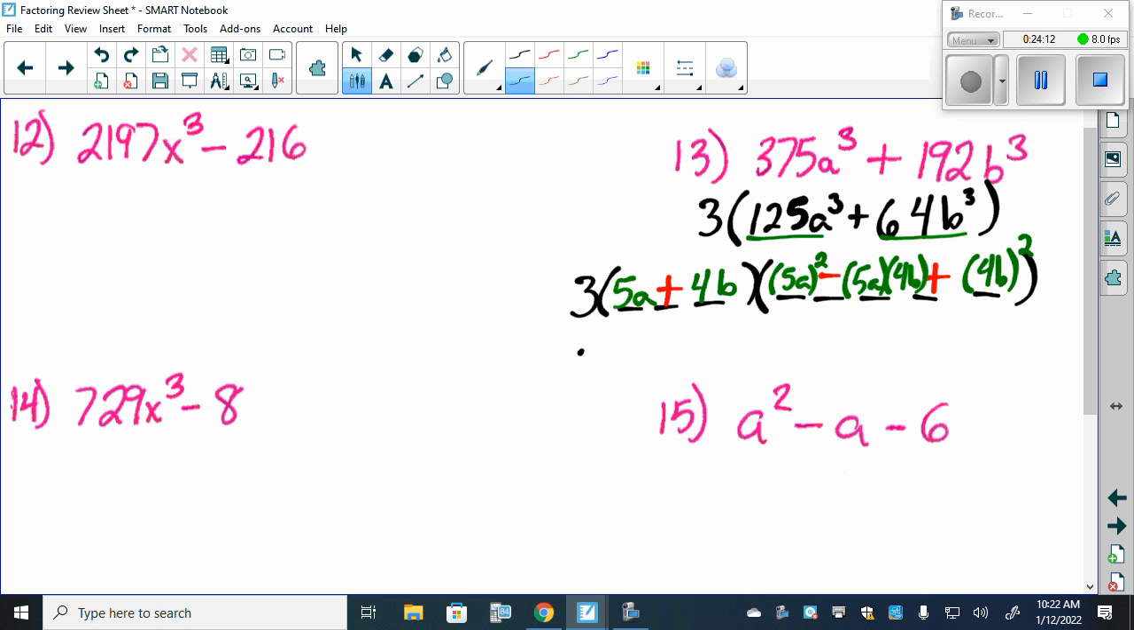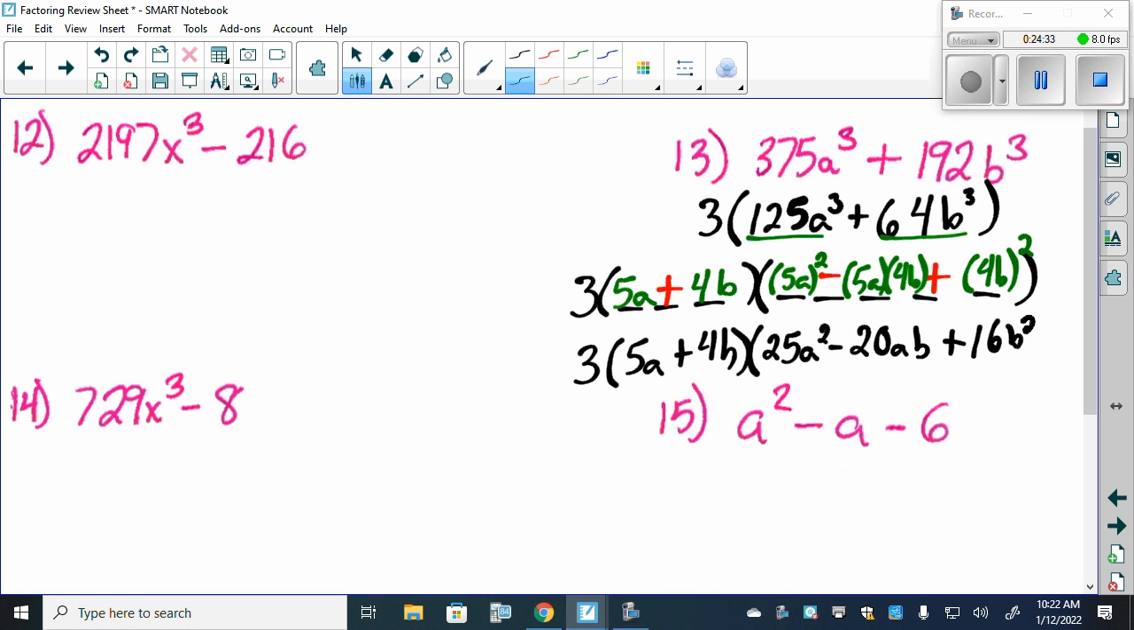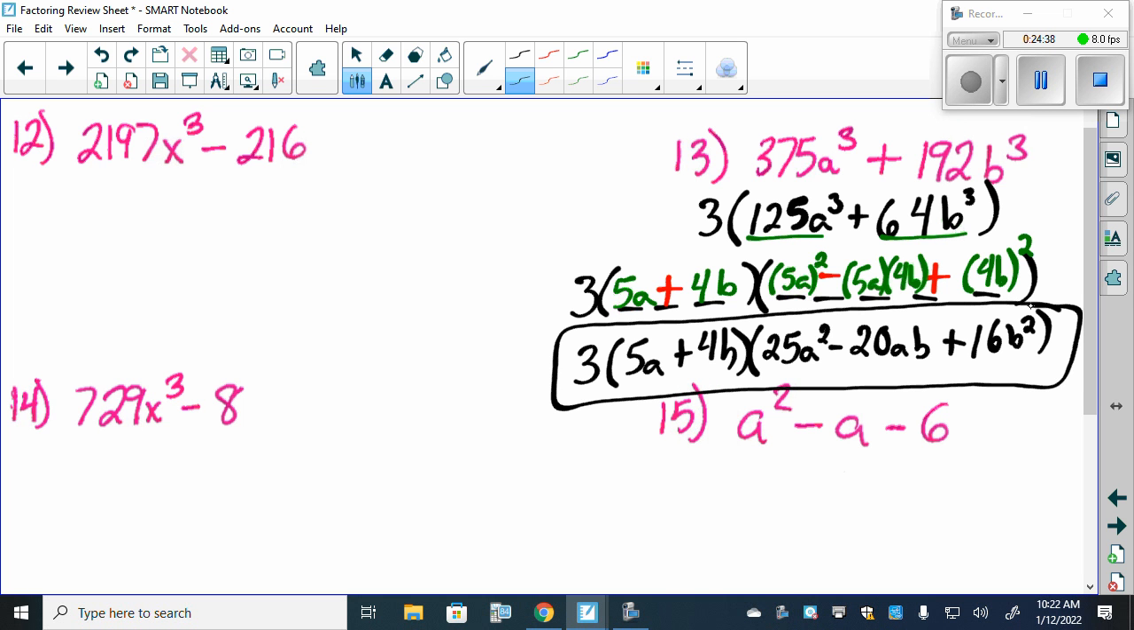So our factored form would be 3 times a plus 4b times, almost, because we have to square both the a and the 5. 5a times 4b is going to be 20ab plus 16b squared. So we get this here.